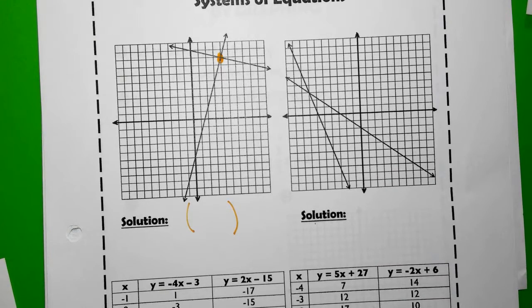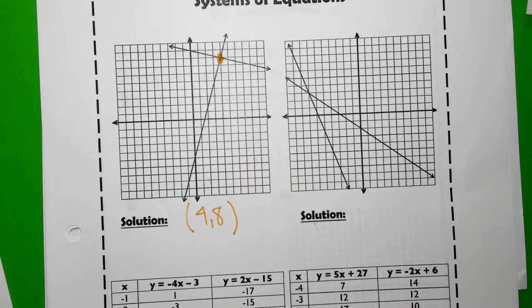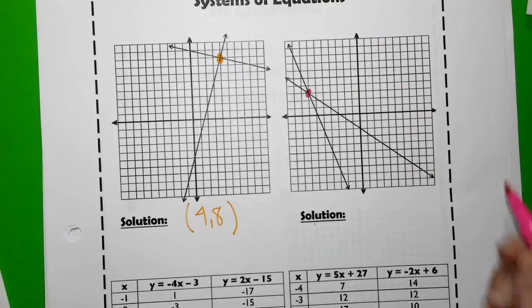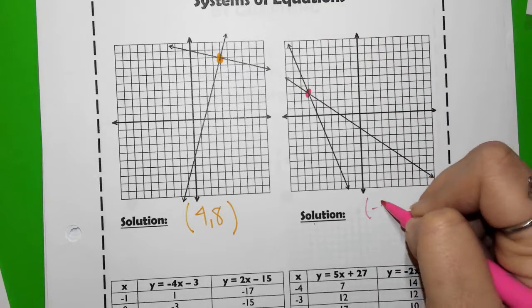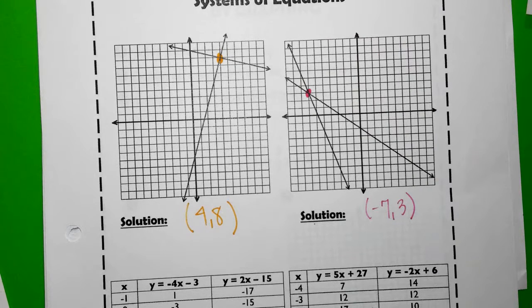4, 8. Do we agree or disagree? We agree. Give yourself a point. Yes. All right, Ravenclaw, because y'all some psychos over there. You just circling or something? Yeah. All right, Ravenclaw, tell me what that point is. Negative 7, 3. Do we agree or disagree? All right, give yourself a point.